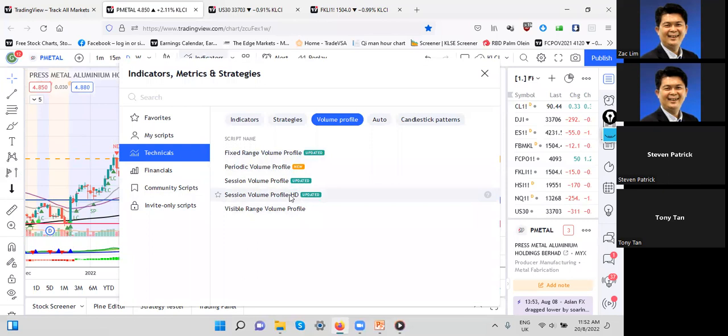the futures market. Because in the futures market there are sessions with different opening times, this one will be much more proper for the futures market. For the normal stock market, you can use the fixed range volume profile, and the visible range volume profile also can.